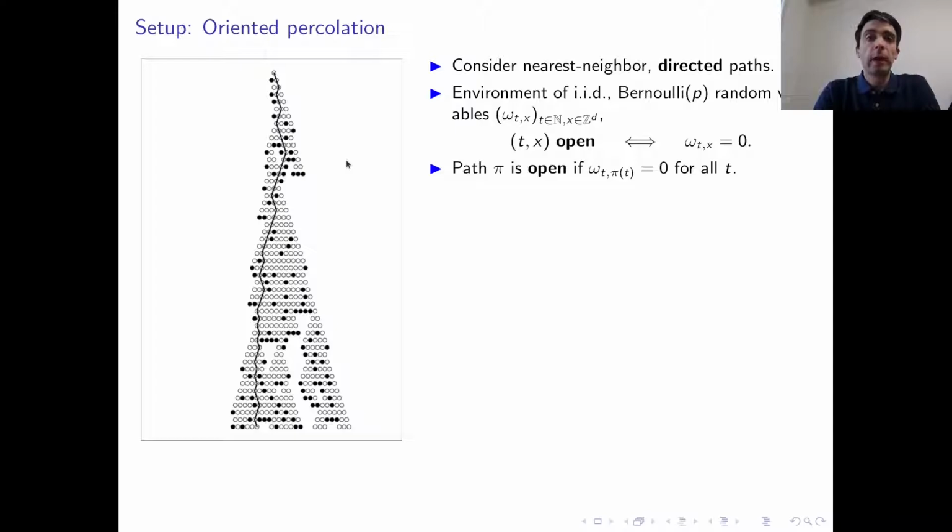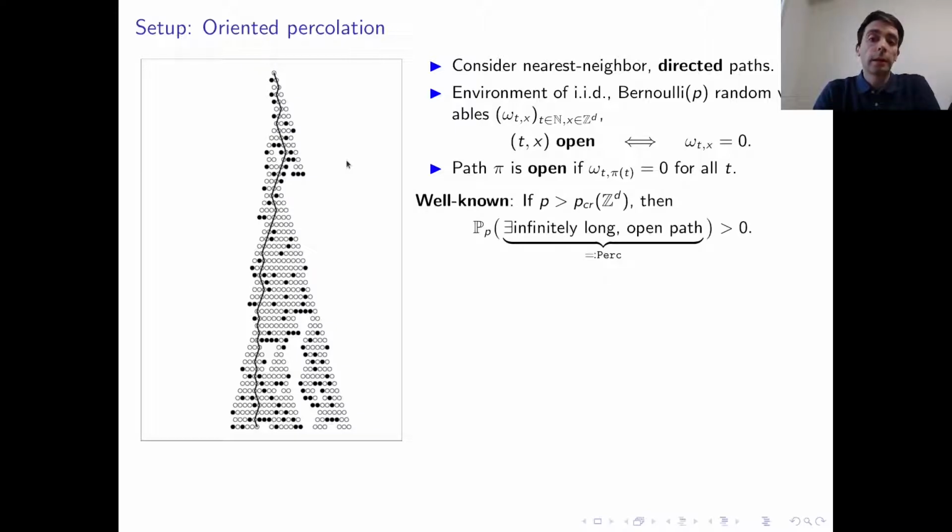Now this is a very well studied model, and the classical result here is about the existence of a phase transition for the event of percolation. That is, for the event that there exists an infinitely long open path. Namely, this probability is strictly positive if and only if p is above a critical value. In the following, I will always assume that this is the case, so I only discuss supercritical oriented percolation.